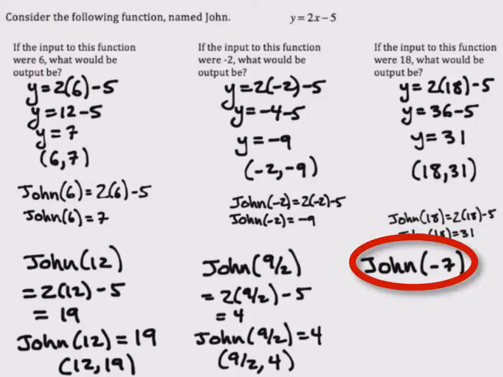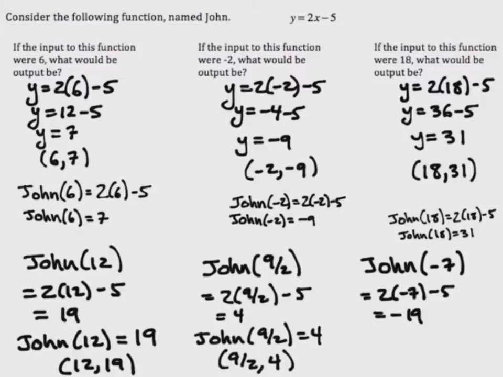Or John of -7 would be 2 times -7 minus 5 for a grand total of -19. And so John of -7 is -19, and we'd write that as an ordered pair as -7 comma -19.